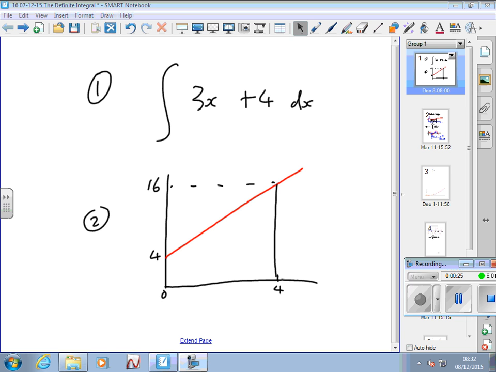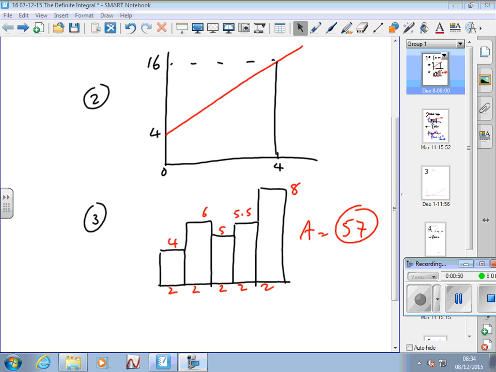Number two, find the area underneath that line, that red line between 0 and 4. So you've got a little trapezium type shape. So one way to do it would be to split it into two parts. Find the area underneath anyway. Number two.